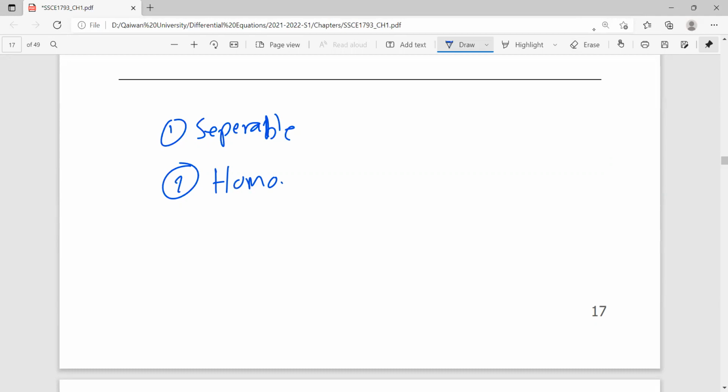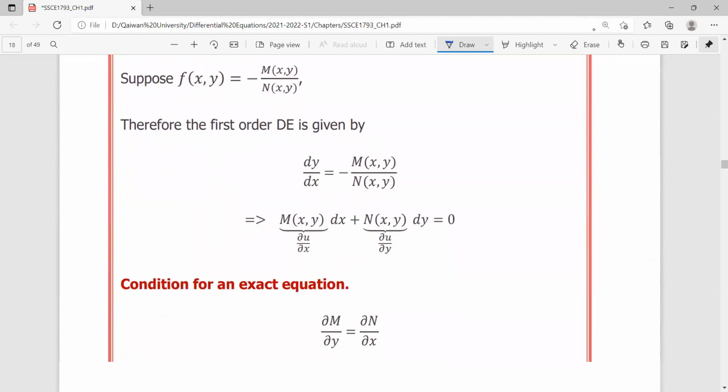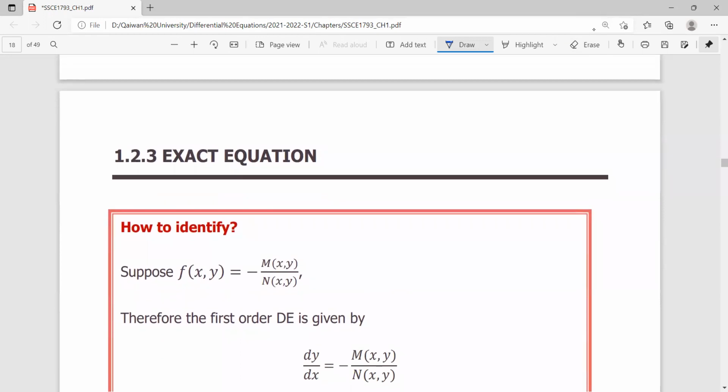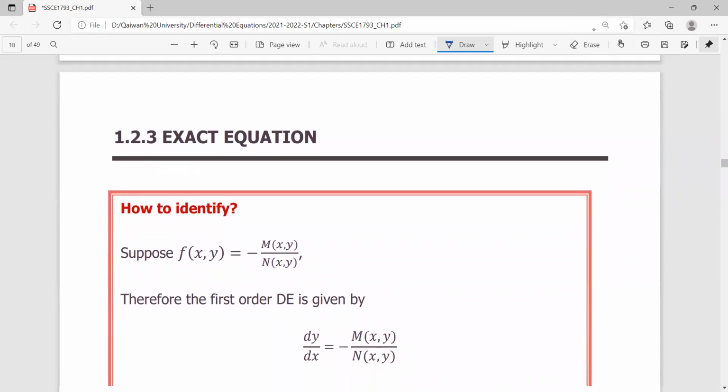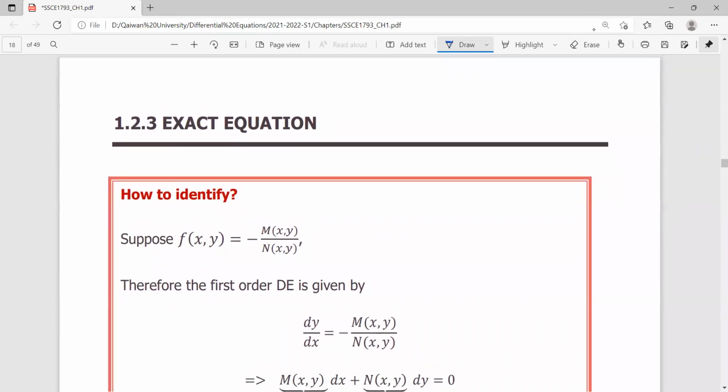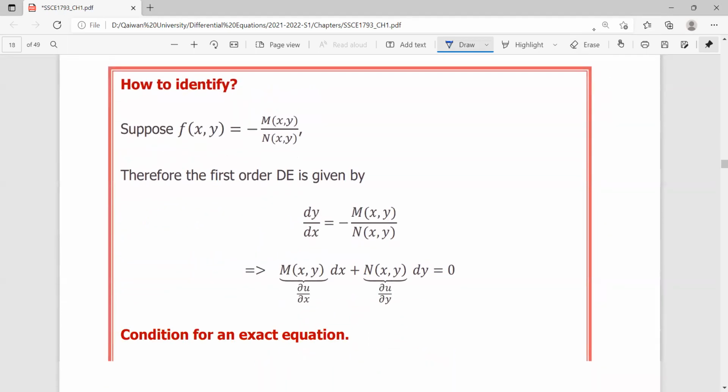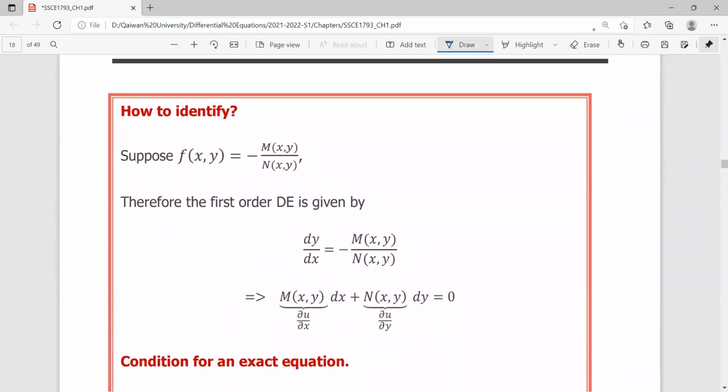At the end of each method, after taking examples, there is a list of exercises for you. Now we have the exact equation. Exact is a method for solving first order ordinary differential equations. We first should write down the equation like this.